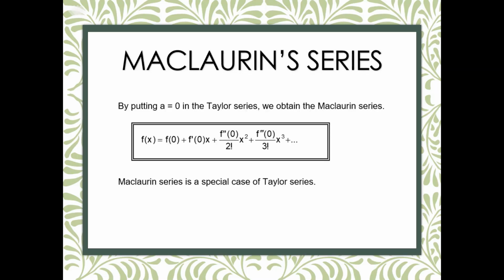By putting a equal to 0 in the Taylor series, we obtain the Maclaurin series, which is represented as f(x) equal to f(0) plus f prime 0 multiplied with x plus f double prime 0 over 2 factorial multiplied with x squared plus f triple prime 0 over 3 factorial multiplied with x cubed plus so on. Maclaurin series is a special case of Taylor's series.